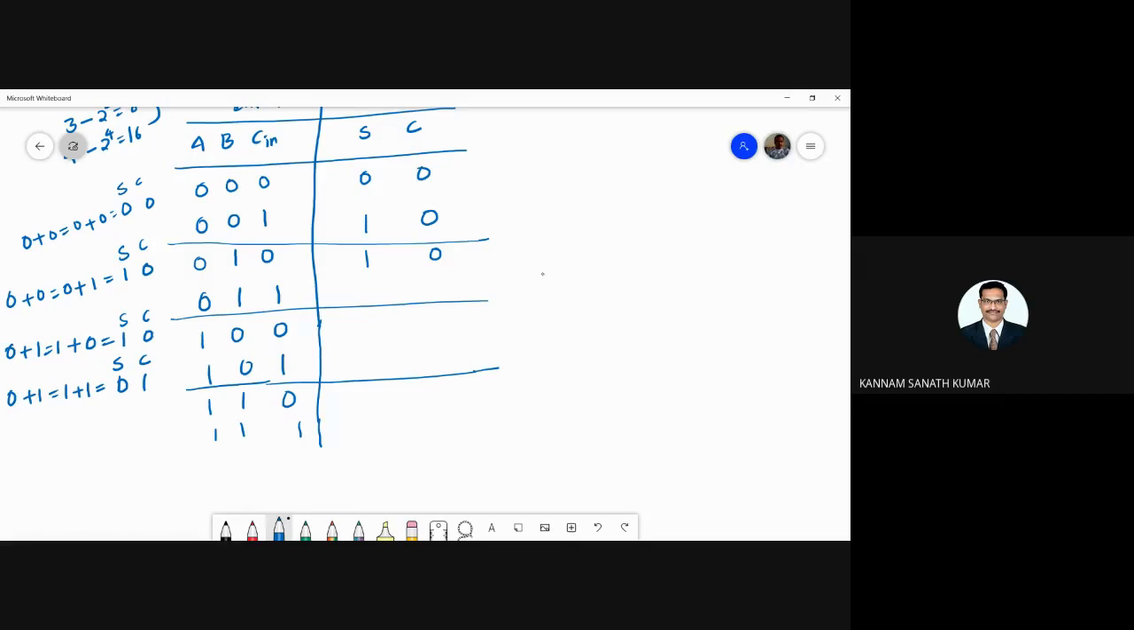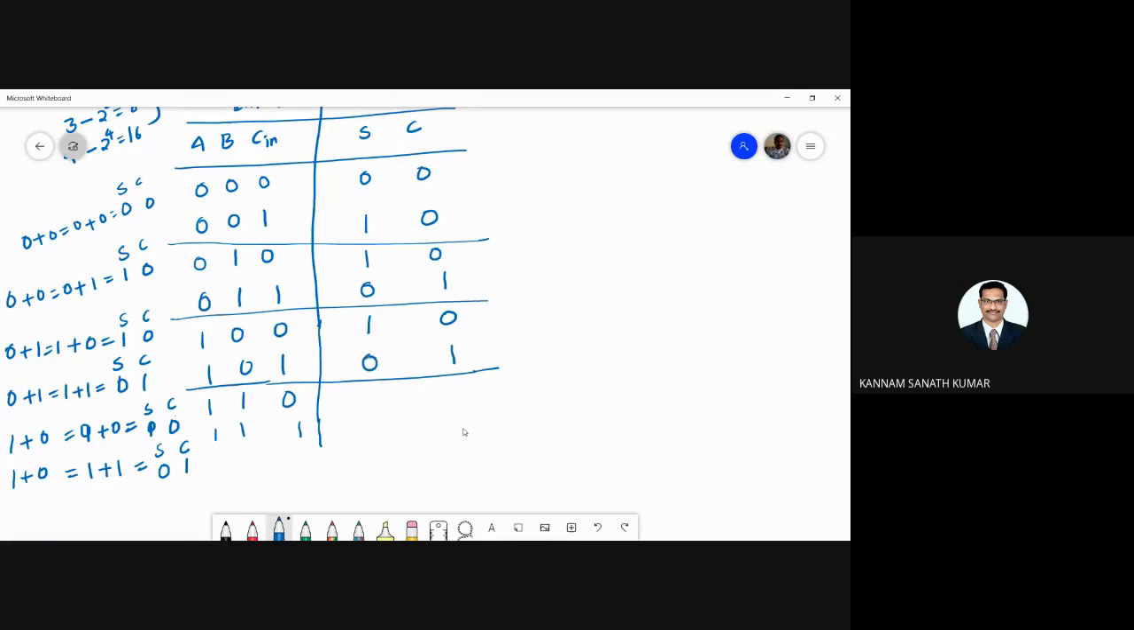So sum is 0, carry is 1. Similarly, 1 plus 0 is 1, plus 0 is sum 1, carry 0. Okay. So here sum 1, carry 0. Similarly, 1 plus 0 equal to what? 1. Again 1 plus 1, so you are getting sum and carry. You are getting carry in this equation, and sum is 0. Sum is 0 and carry is 1.